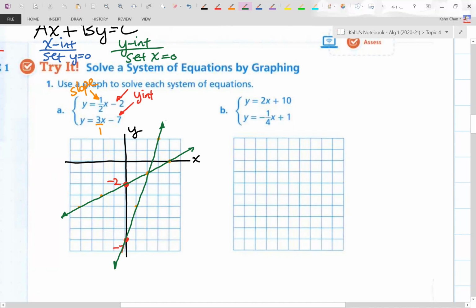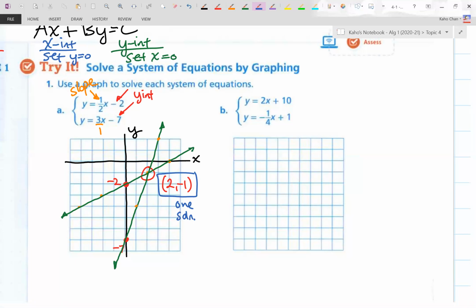Boom. This particular system intersects each other in one spot. This is considered to have one solution. That one solution is 2, -1. Yay. That is one solution. Any questions about 1A? All right, we're going to do the same thing with 1B.